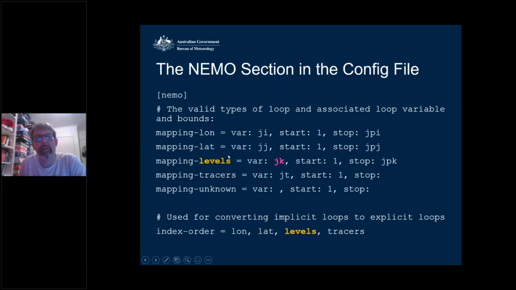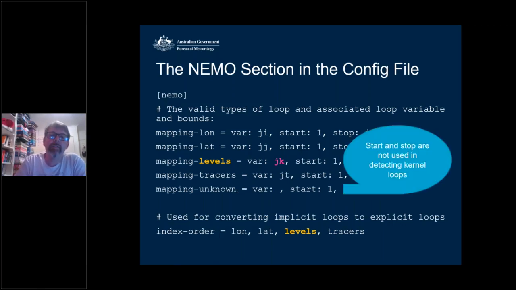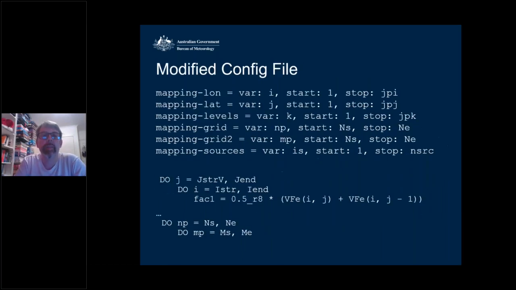Levels is here, latitude is here, and longitude is here. There are also other loops, for example, tracers, which use a variable called JT, and unknown, basically everything else. Now, there is a start and stop defined here. They are not used to detect any kernels. They're only used if you need to convert an implicit loop to an explicit loop. Your loops do not need to start or stop with those values.